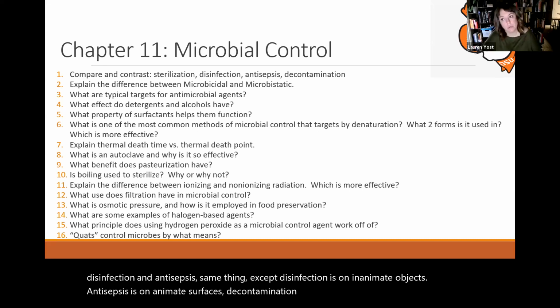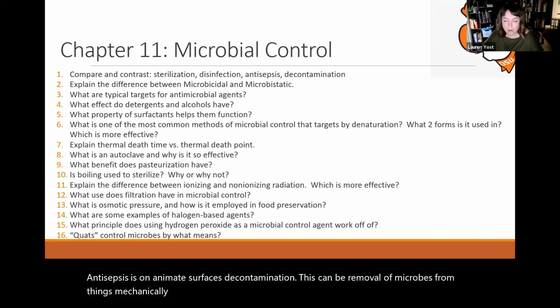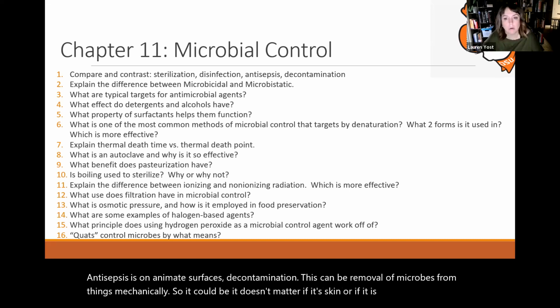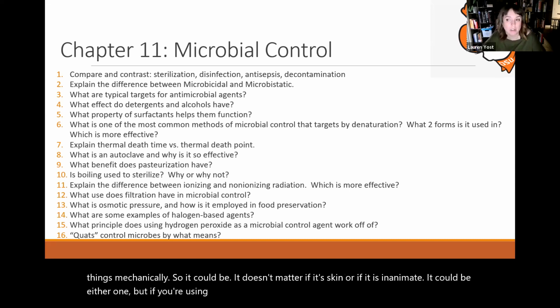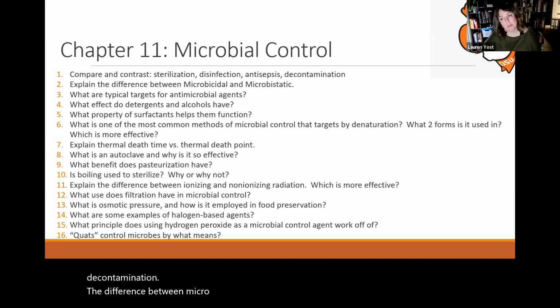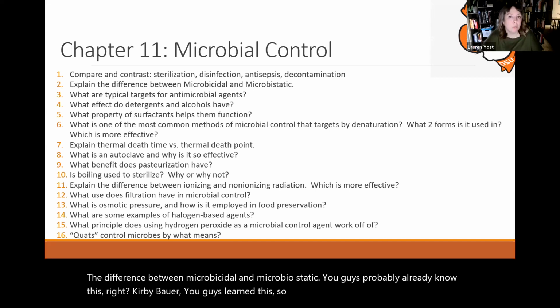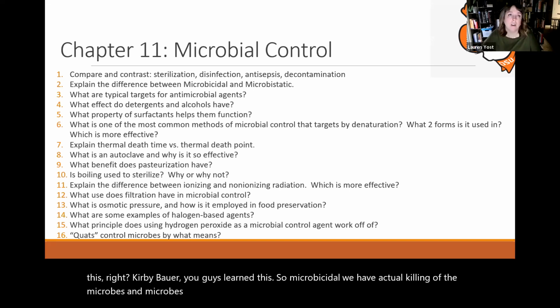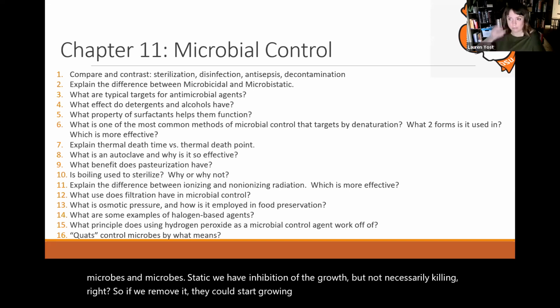Decontamination, this can be removal of microbes from things mechanically. It doesn't matter if it's skin or if it is inanimate. It could be either one, but if you're using mechanical means to remove it, that would be considered decontamination. The difference between microbicidal and microbistatic, you guys probably already know this, right? Kirby Bauer, you guys learned this. So microbicidal, we have actual killing of the microbes, and microbistatic, we have inhibition of the growth, but not necessarily killing, right? So if we remove it, they could start growing again potentially.